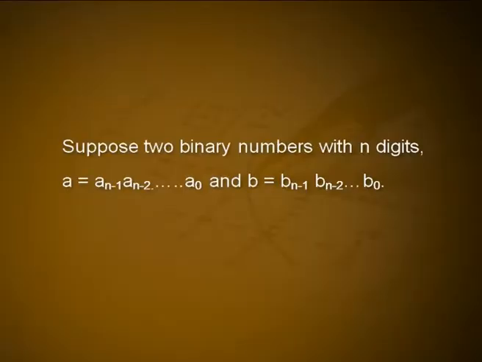Example 3. Determine the time complexity of the binary addition. Solution. Suppose two binary numbers with n digits, a equal to a_{n-1} a_{n-2} ... a_0 and b equal to b_{n-1} b_{n-2} ... b_0. Then the sum is given by a plus b is equal to d, which is equal to d_n d_{n-1} d_{n-2} ... d_0. Each d_i is obtained by adding and carrying in the usual way.